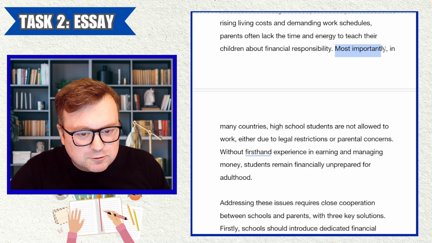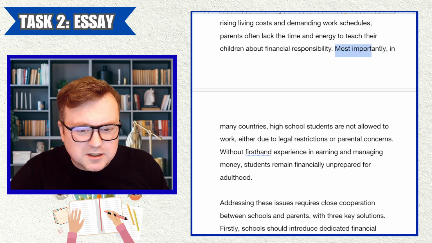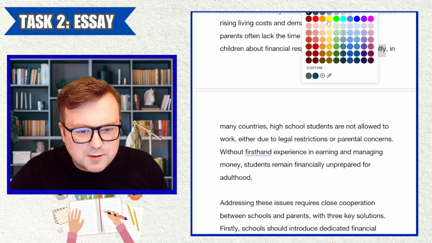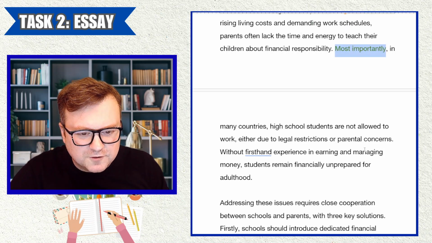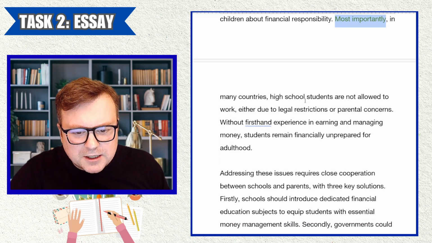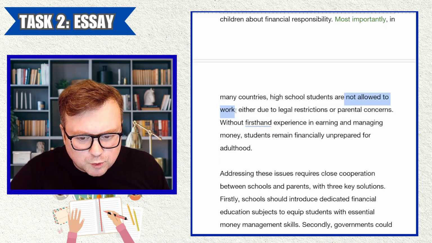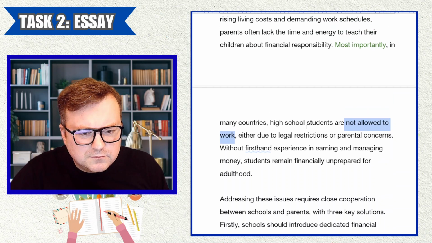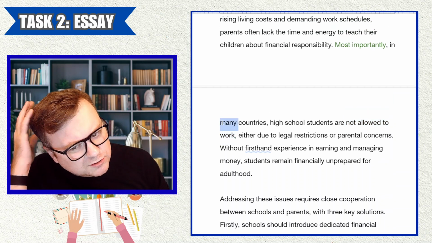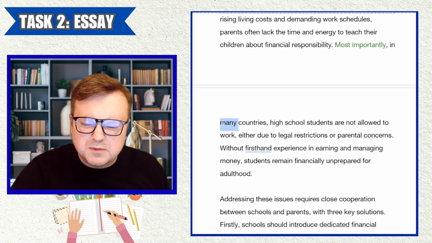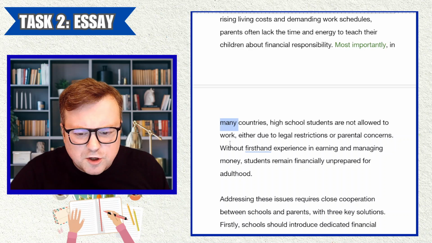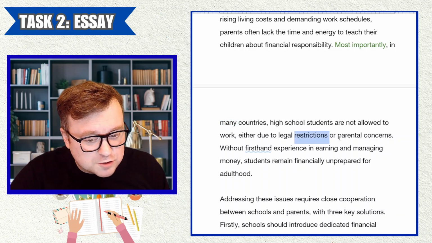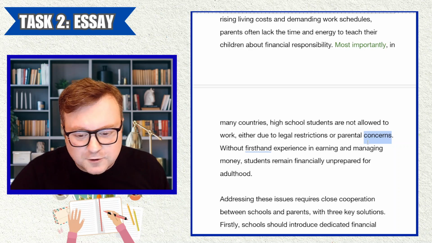Most importantly, great signposting language. I have to say, the candidate's language, I know I've said it many times, but the candidate's language is beautiful, very high level. Most importantly, in many countries, high school students are not allowed to work. Many countries, is that true? Maybe it is. Yeah, maybe it is. High school students are not allowed to work either due to legal restrictions, beautiful, or parental concerns, beautiful, lovely.